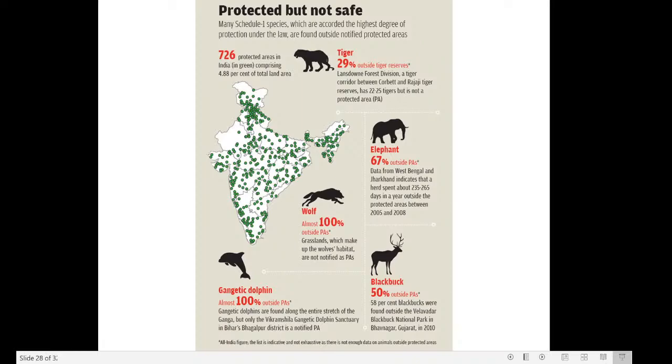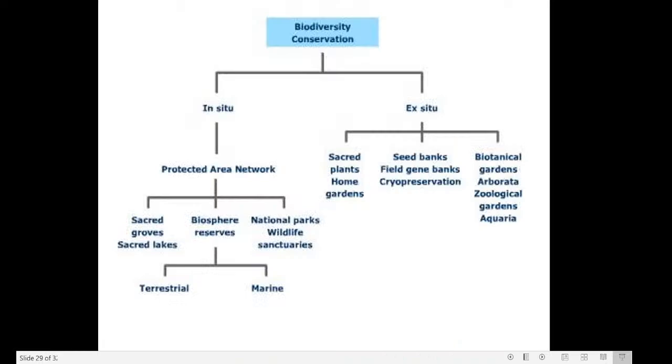Gangetic dolphin, wolf, black buck, elephant, tiger. All these things are endangered in India. And how to conserve our biodiversity is one important thing, and the last thing in our ninth unit.